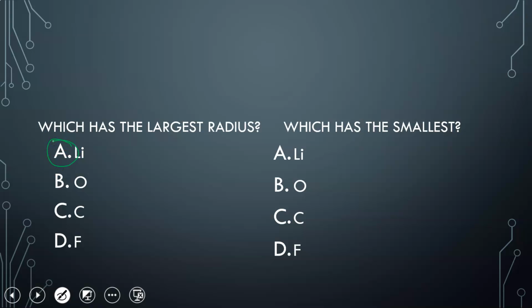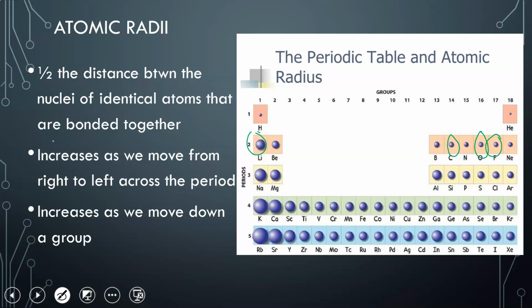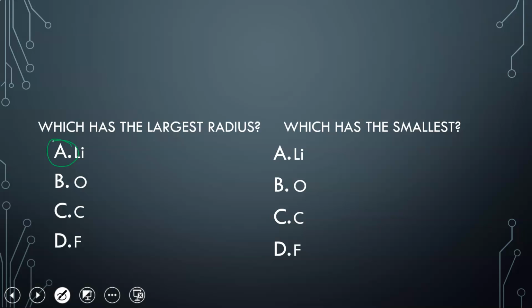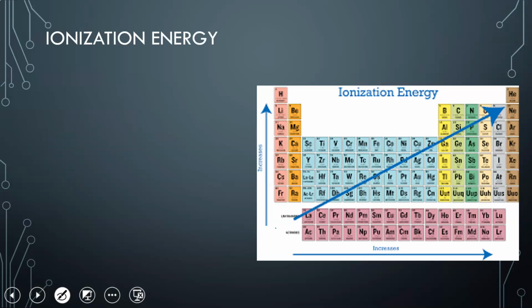Now, which is the smallest of the same list? If you're going to look, we go all the way to the right, fluorine is the smallest. That's all you do, you just look at the chart and decide which ones are smaller.